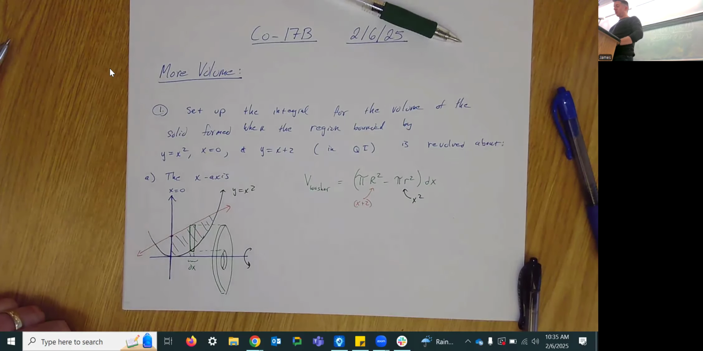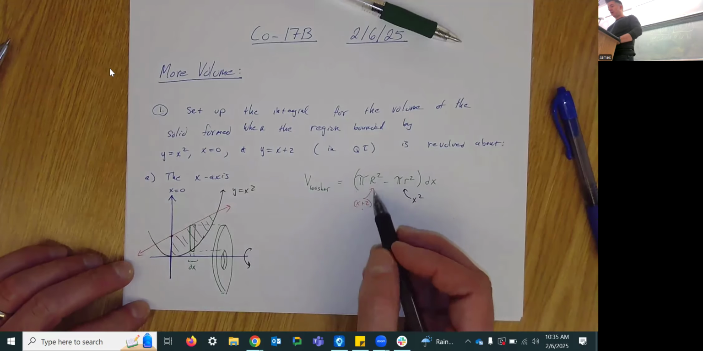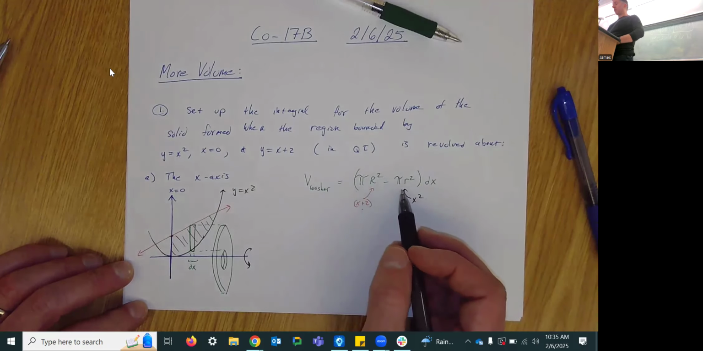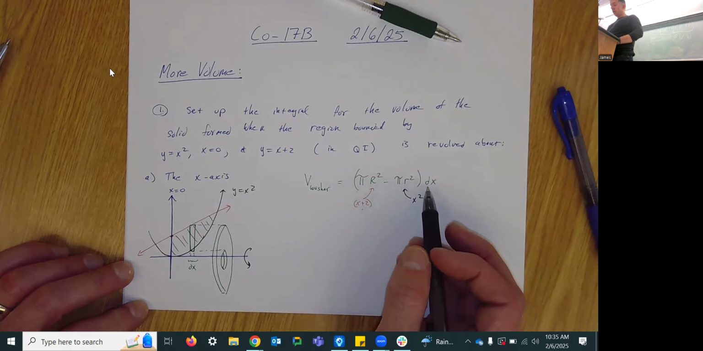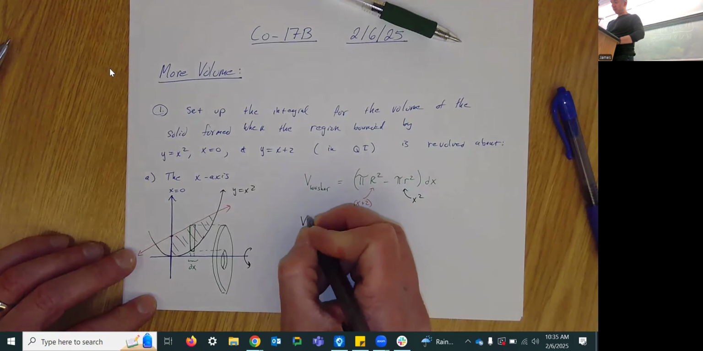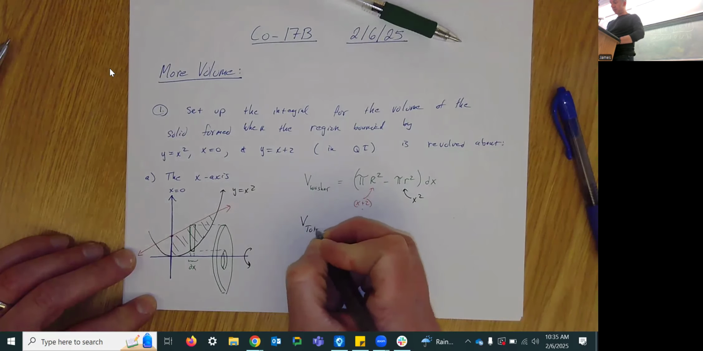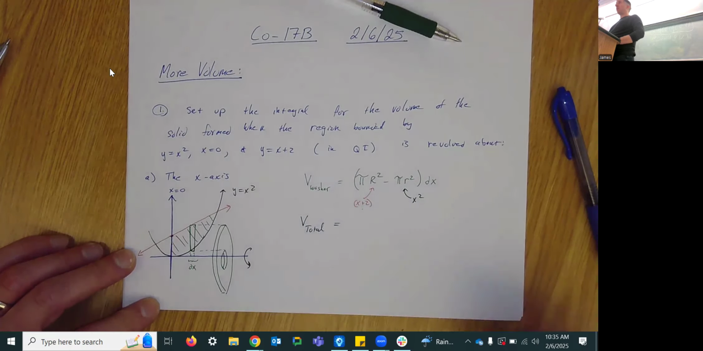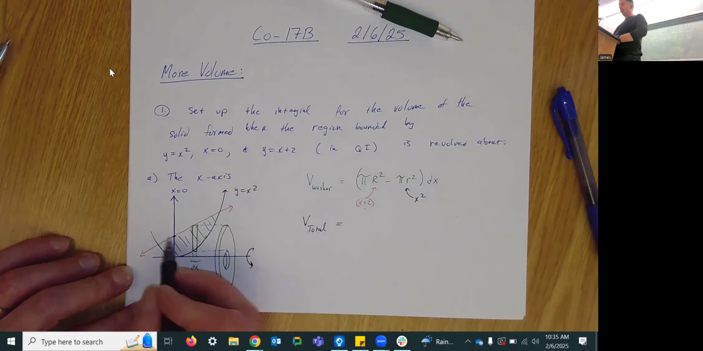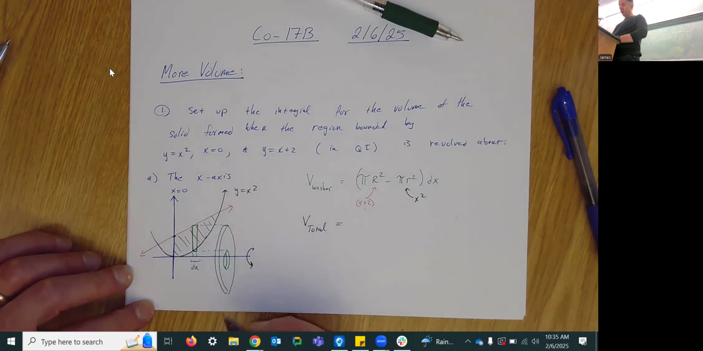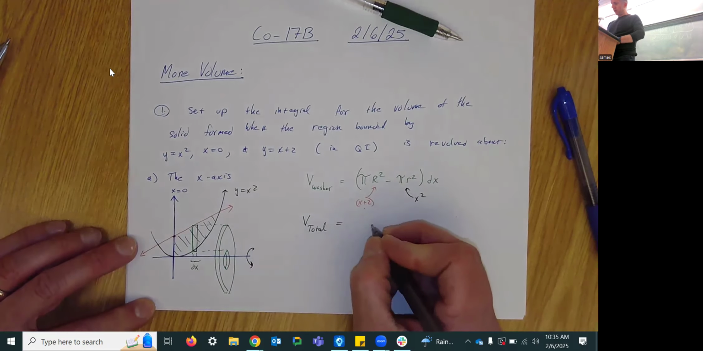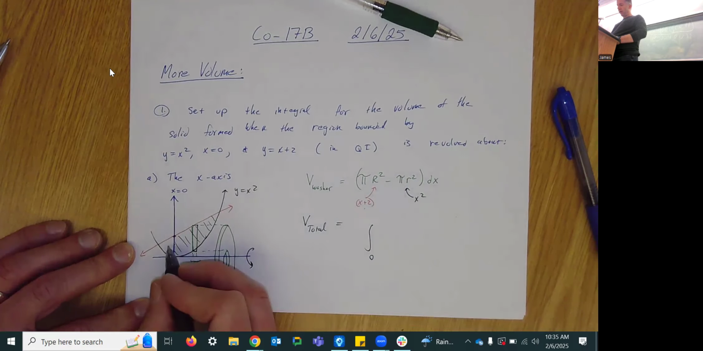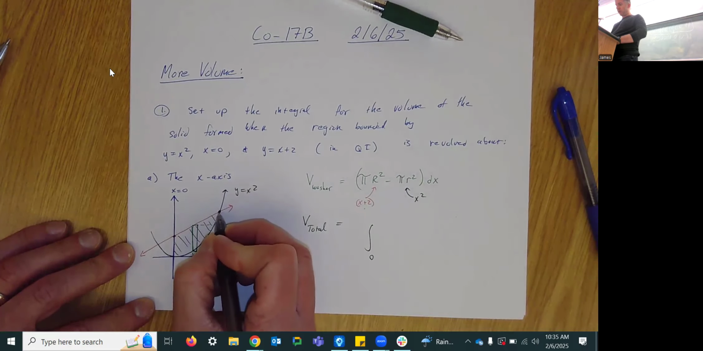So the volume of the washer is going to be pi times (x plus 2) squared minus pi times (x squared) squared, all times dx. And then our total volume, we're just adding up all the washers. We're going to say how far left and how far right did these washers go? Well, they clearly go as far left as 0 and as far right as wherever these two curves intersect.